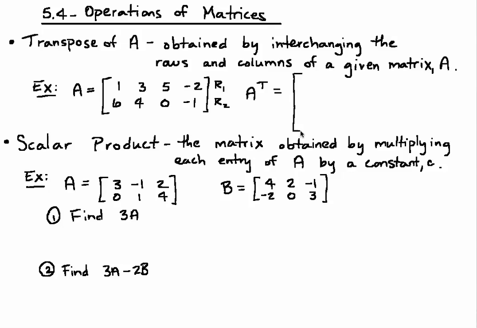So I'm going to take my row 1 and make this a column now. I'm going to make it go up and down. So now I have 1, 3, 5, negative 2. I've got the same entries, but instead of it being a row, it becomes a column. Same thing for row 2. I'll have 6, 4, 0, negative 1 becoming my column 2. And so instead of having a 2 by 4 matrix, I now have a 4 by 2 matrix. 4 rows, 2 columns.